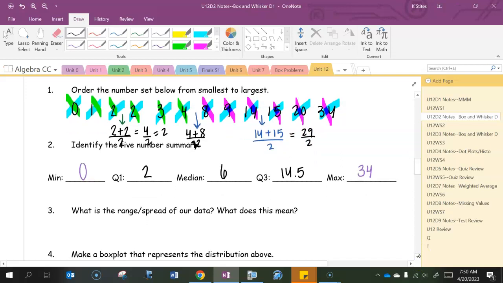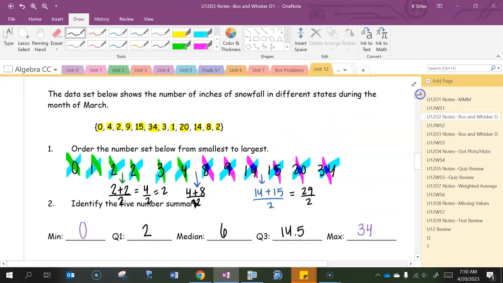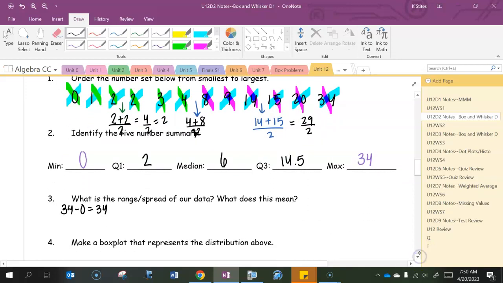All right, next we want the range or spread of our data. And remember, that's going to be the max minus the min, which is 34. Now let's talk about what this means. Remember, this is the number of inches of snowfall in different states. So this just means this is the difference between the max and min inches of snow.